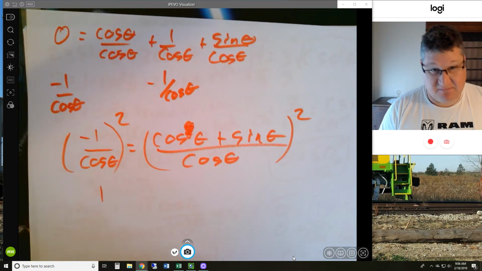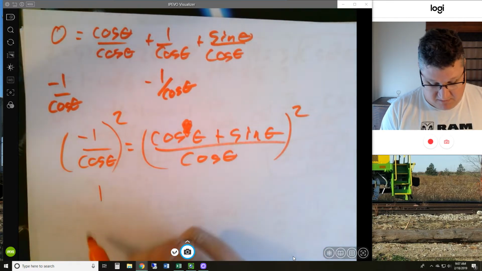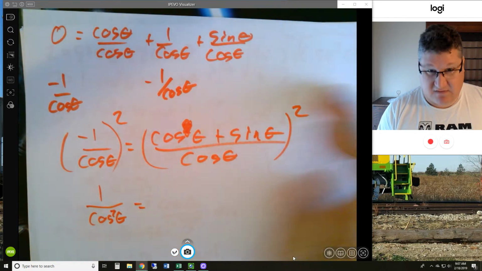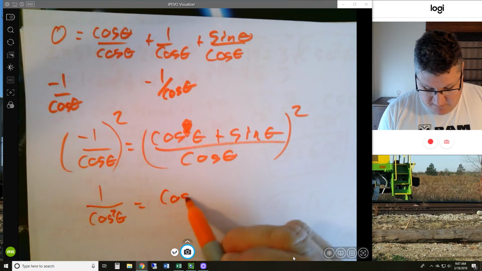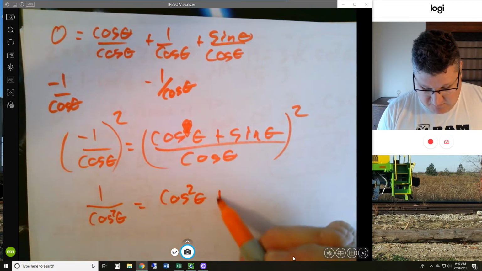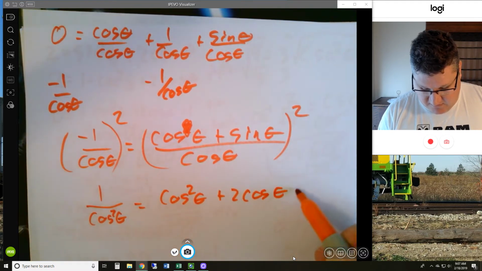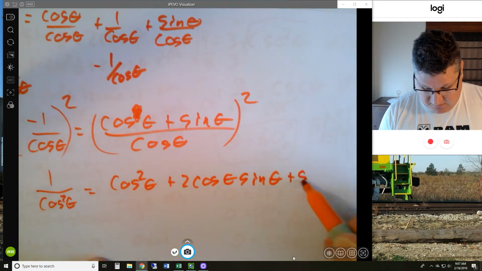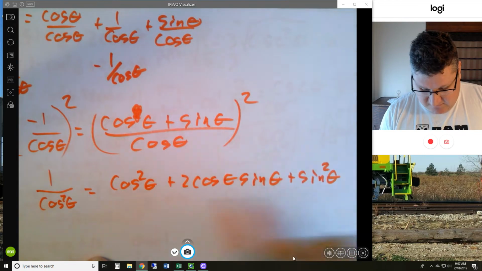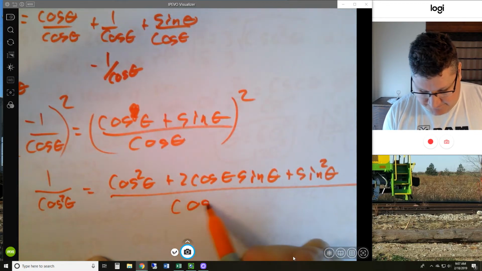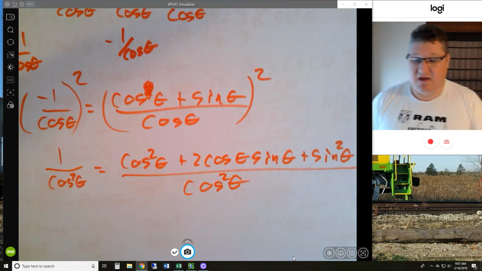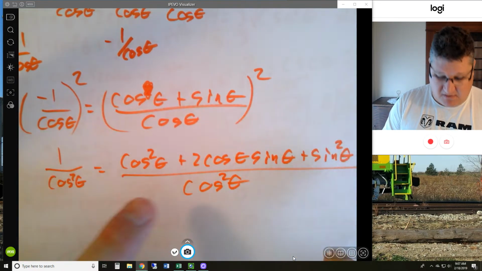Now, of course, the rules of exponents mean give it to the top. The negative becomes positive because negative 1 times negative 1 is positive 1 over cosine squared theta equals, and then over here we come up with cosine squared theta plus 2 cosine theta sine theta. That ought to start looking familiar to you now. And sine squared theta all over cosine squared theta because I give it to top and give it to bottom. Now for the top, because it's a binomial, I had to FOIL it.